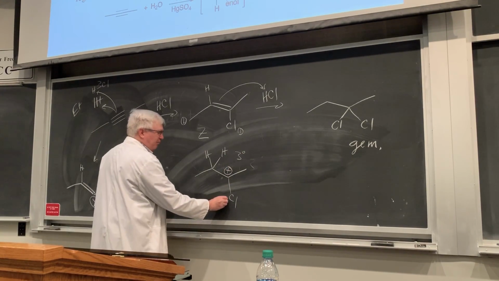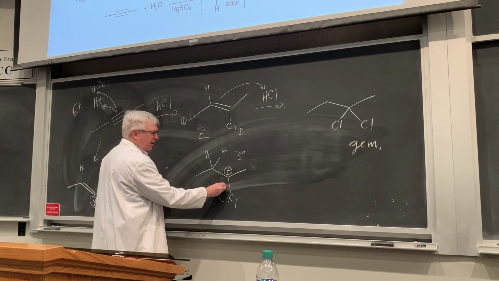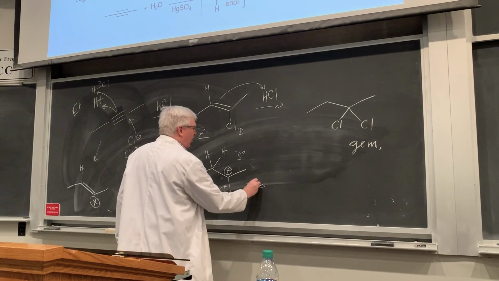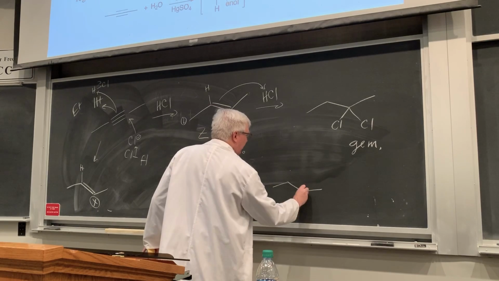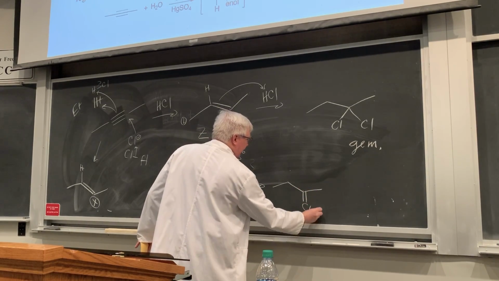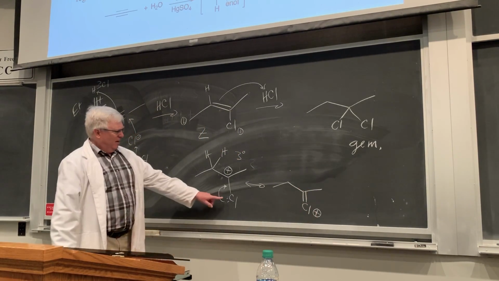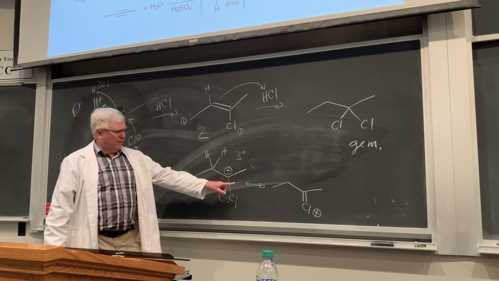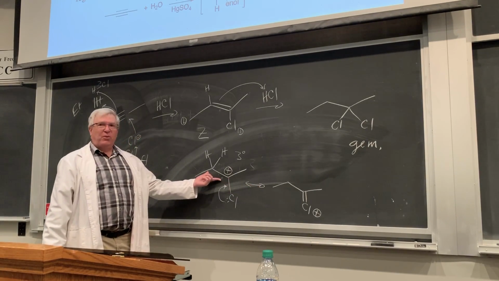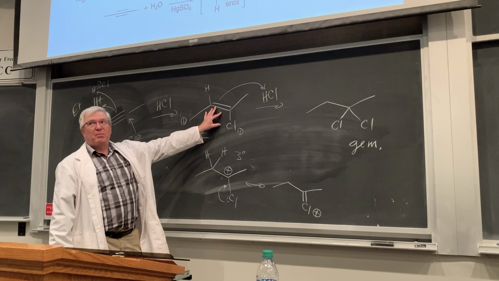And plus, there are lone pairs right here on this chloride. Let's go ahead and draw a resonance structure there that would look like this. Now we have the plus charge out on chloride. This resonance structure helps the regioselectivity of the second hydrohalogenation.